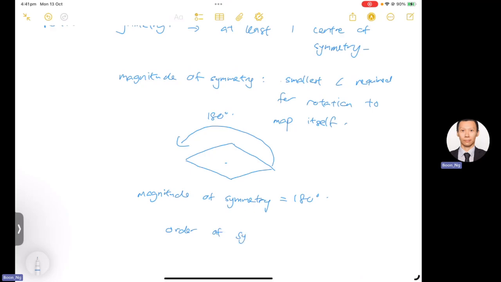Given that the magnitude of symmetry is 180, the order of symmetry will be 360 divided by 180 degrees, equal to 2. So the order basically is, within one rotation, how many times it can map itself. In this case, it will be 2.